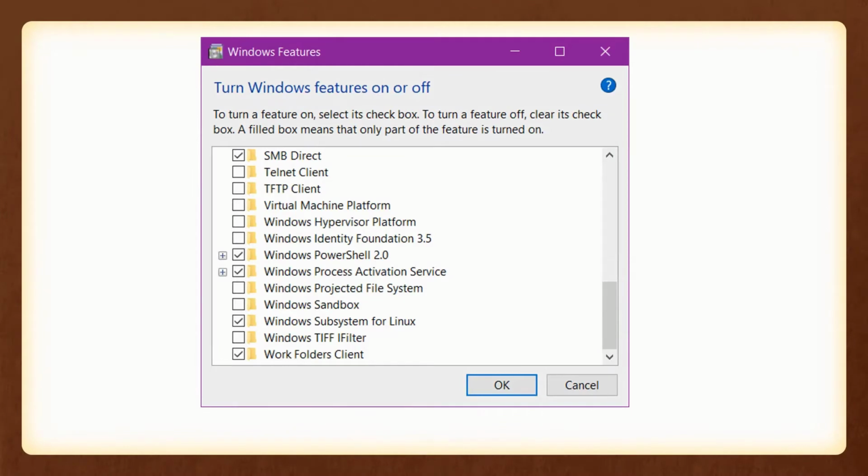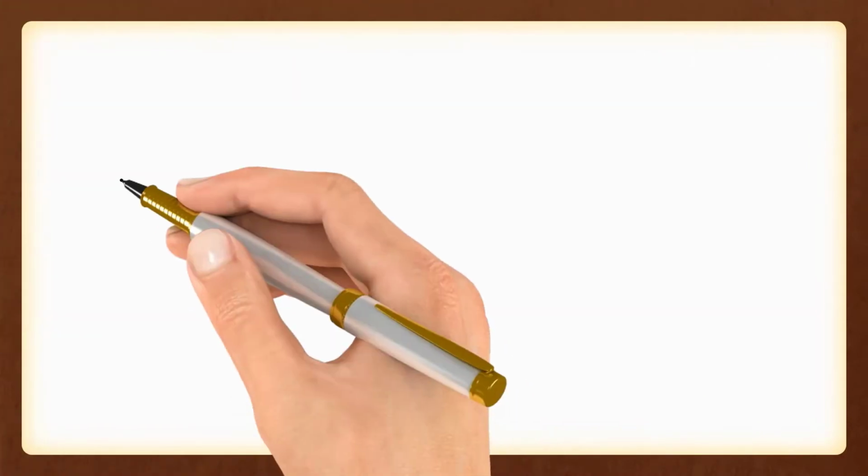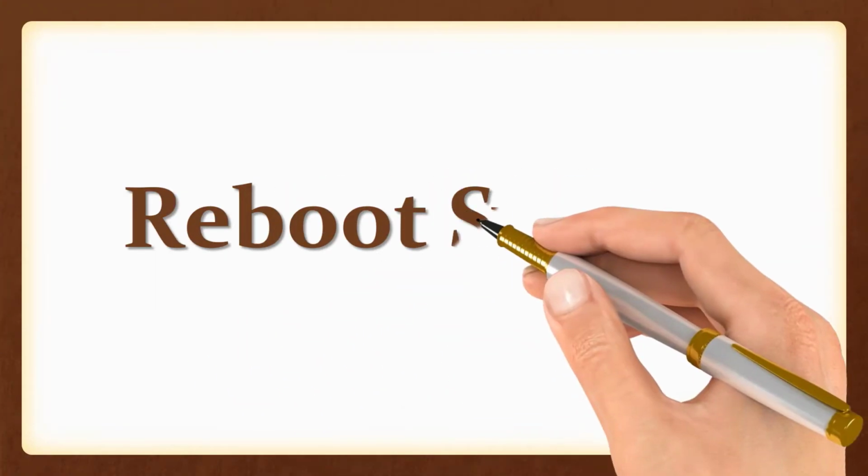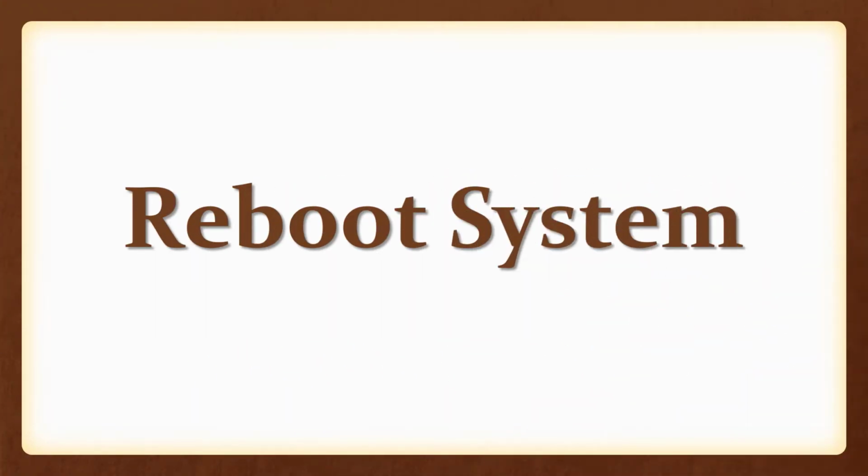Then scroll down and enable Windows Subsystem for Linux feature and then click OK. Reboot your system and then you will see that Linux Subsystem for Windows feature has been enabled on your Windows 10 machine.